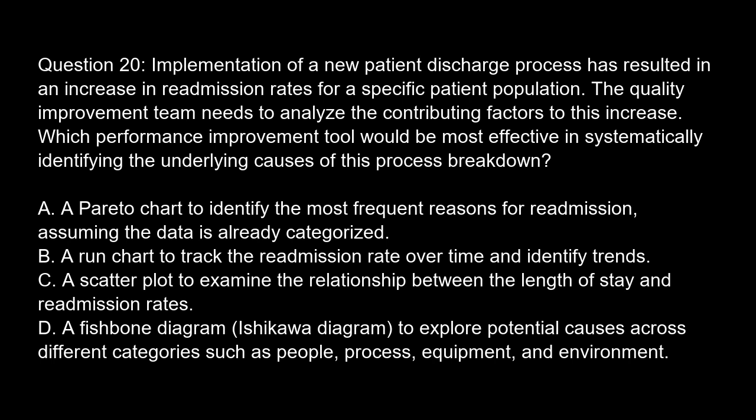Option A. A Pareto chart to identify the most frequent reasons for readmission, assuming the data is already categorized. Option B. A run chart to track the readmission rate over time and identify trends. Option C. A scatter plot to examine the relationship between the length of stay and readmission rates. Option D. A fishbone diagram, Ishikawa diagram, to explore potential causes across different categories such as people, process, equipment, and environment.